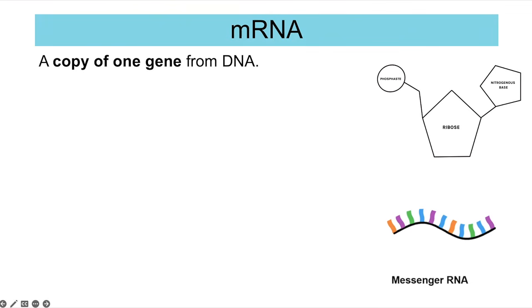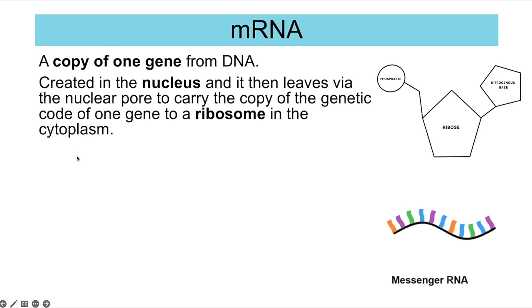Now, we talked about RNA as a nucleotide and as a polymer, and one of the polymers that RNA can form is messenger RNA, or mRNA for short. And mRNA is a copy of one gene. mRNA is made in the nucleus, so because it's a copy of one gene, it has to be copied in the nucleus because that is where the DNA is located. You get one copy of it, which we'll be looking at later on in this lesson in transcription, because that's how you make mRNA. It then leaves via the nuclear pore to the cytoplasm, where it will find a ribosome to attach to.